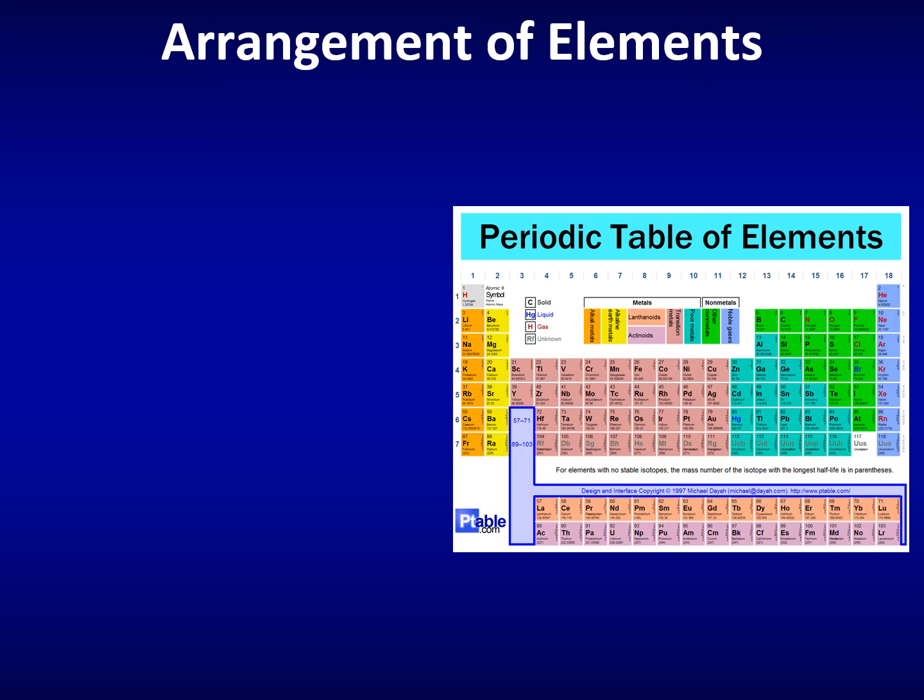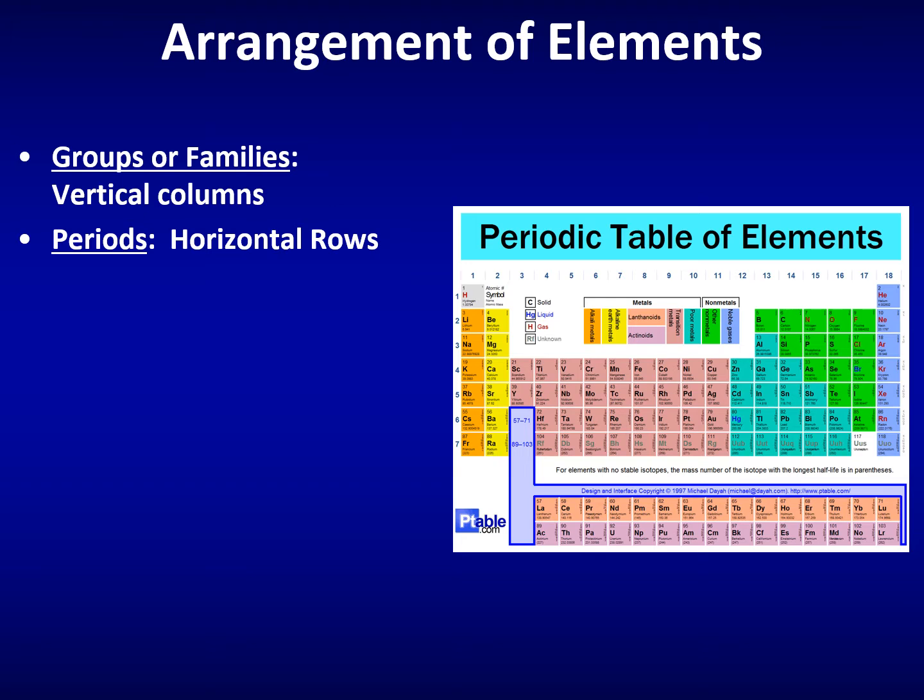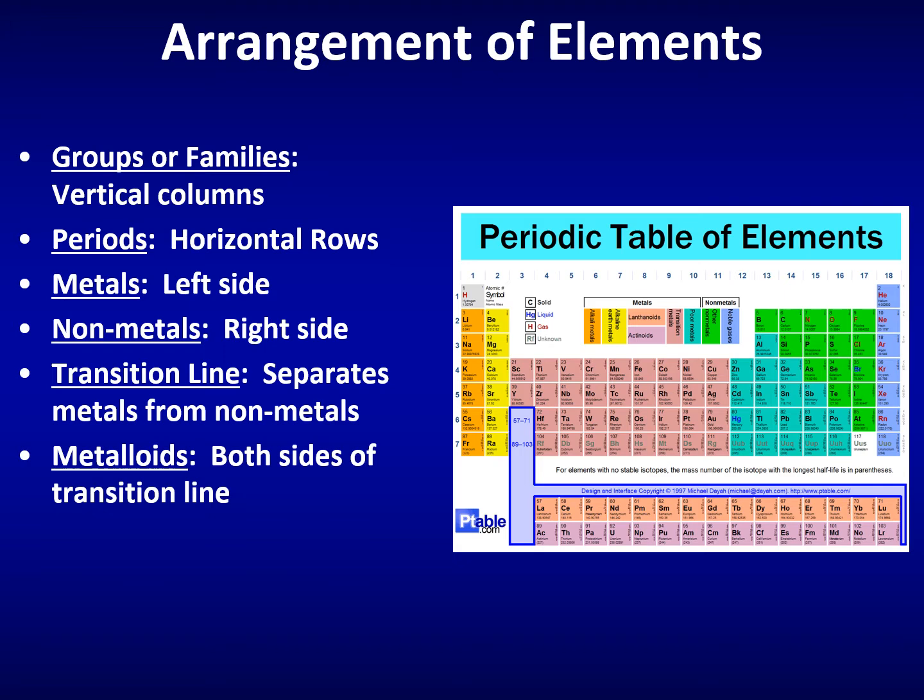So as we said before, the periodic table is a way to arrange elements. In the different columns you have different elements with similar properties, and in the different rows you have different elements with the same properties. The columns are called groups or families. There are 18 of them, and the horizontal rows are called periods.